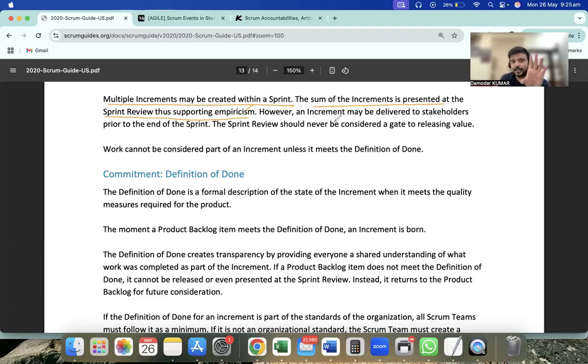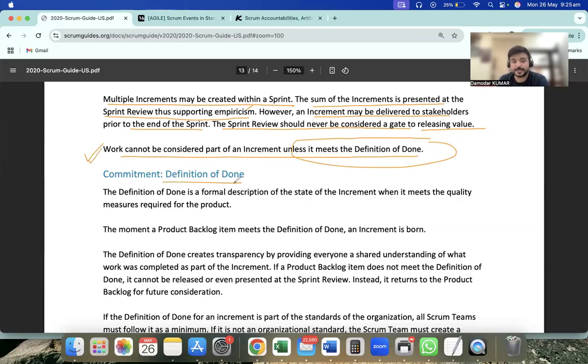So it should be working, right? It should not be just a presentation. However, an increment may be delivered to stakeholders prior to the end of the sprint. The sprint review should not be considered a gate to releasing value. Work cannot be considered part of the increment unless it meets the definition of done. That's very, very important, right?